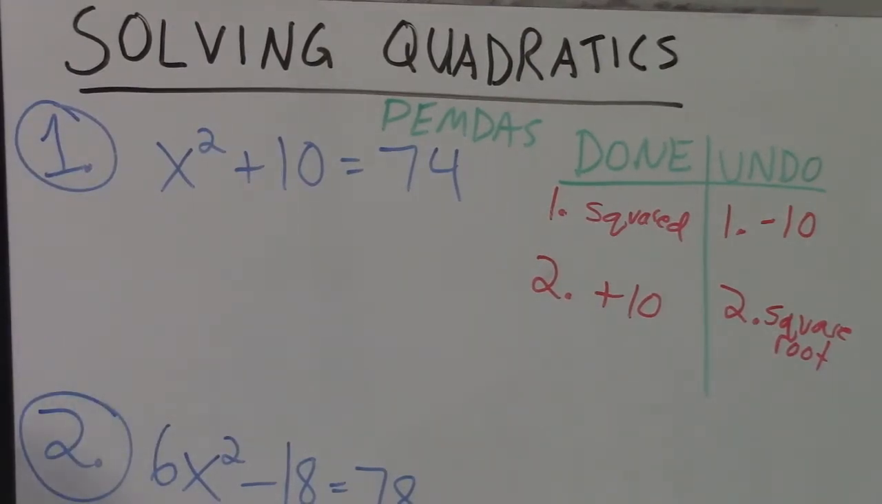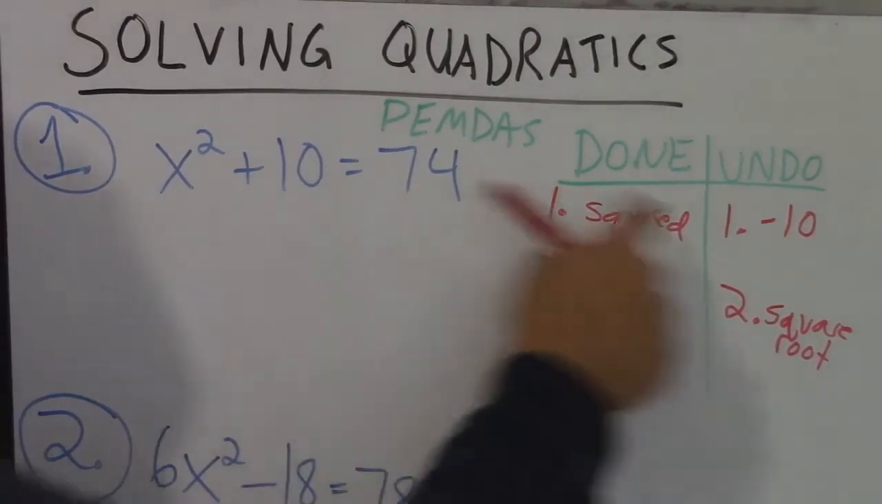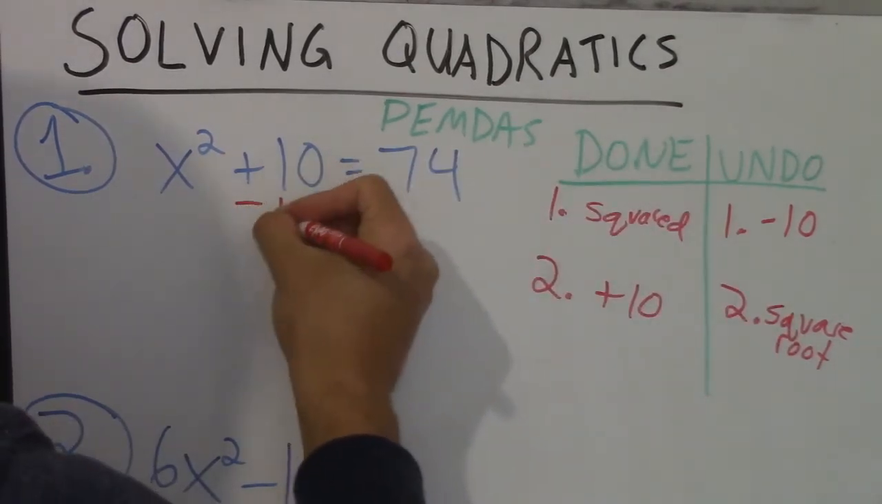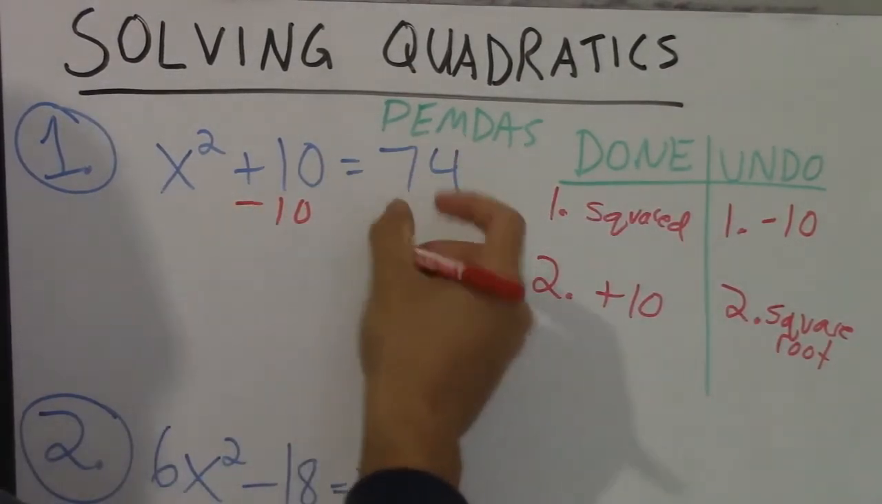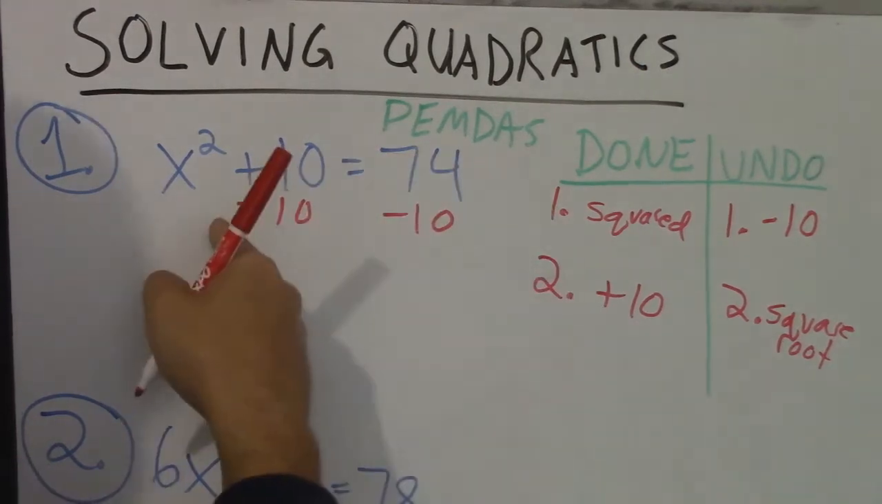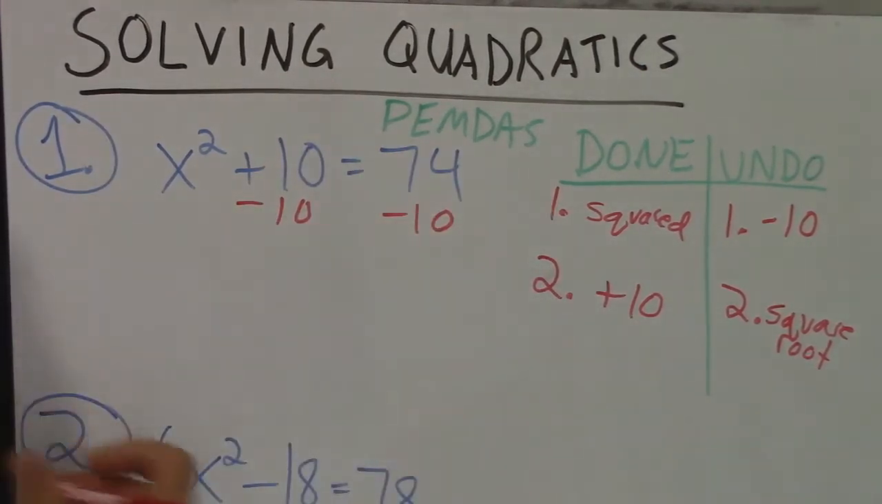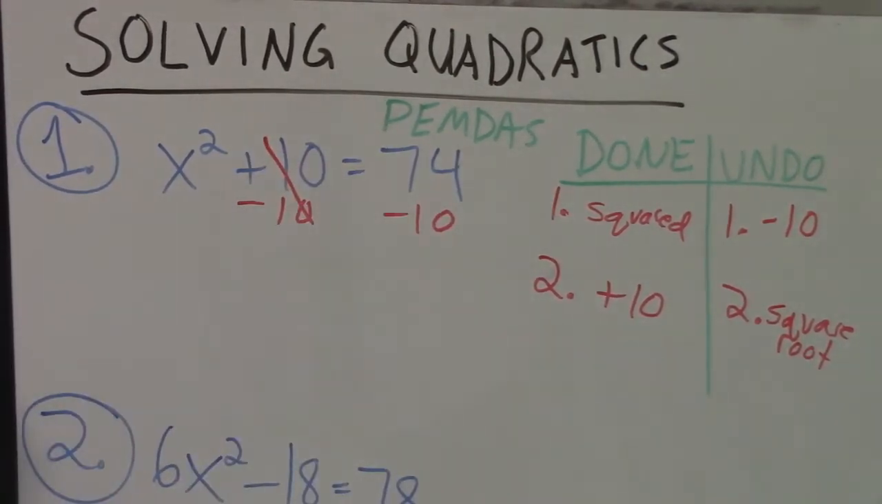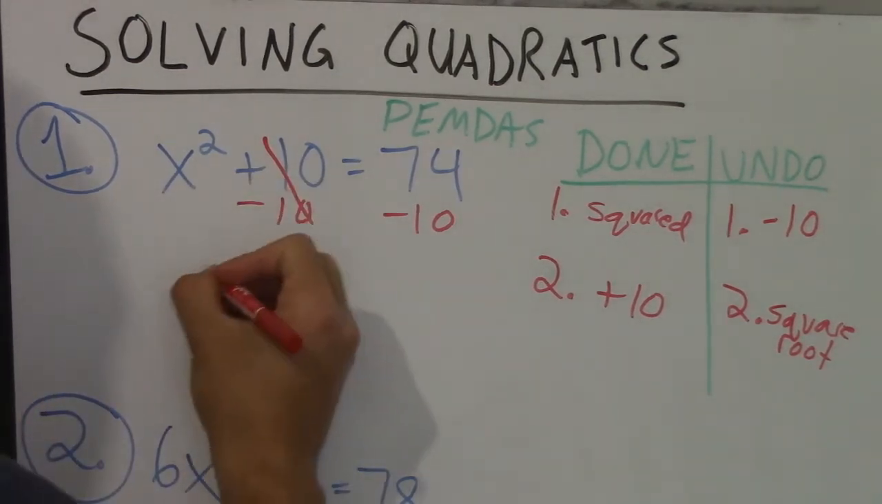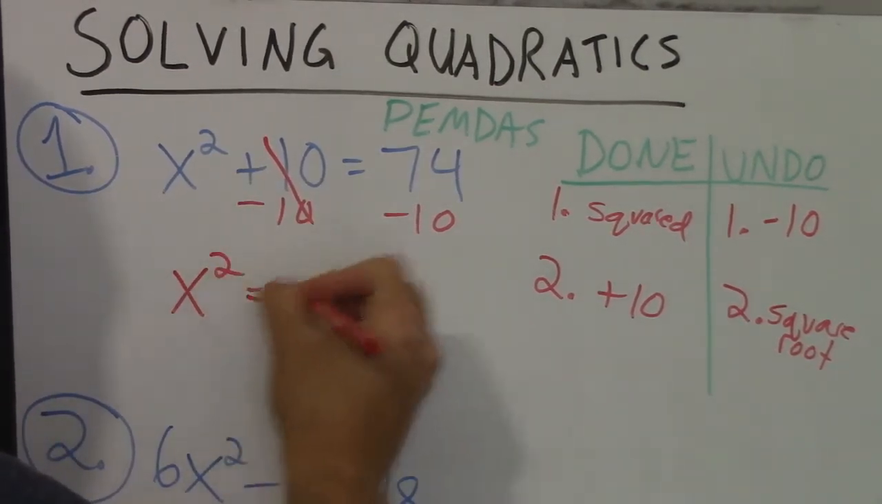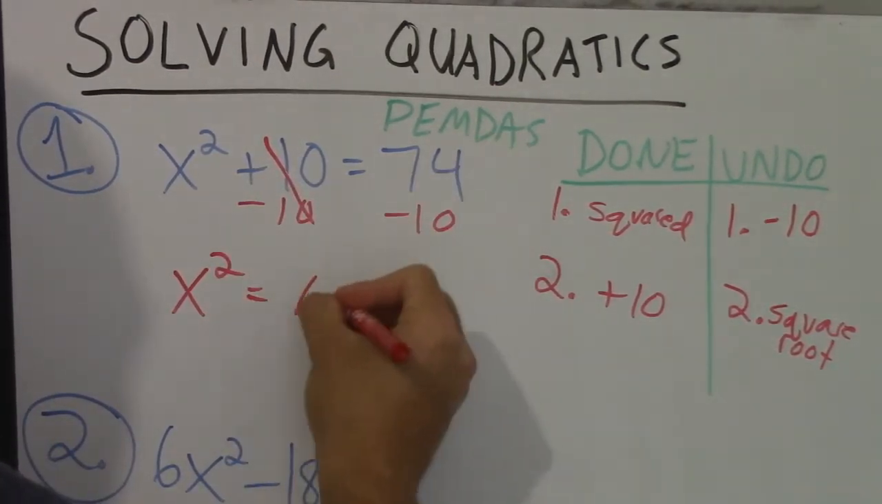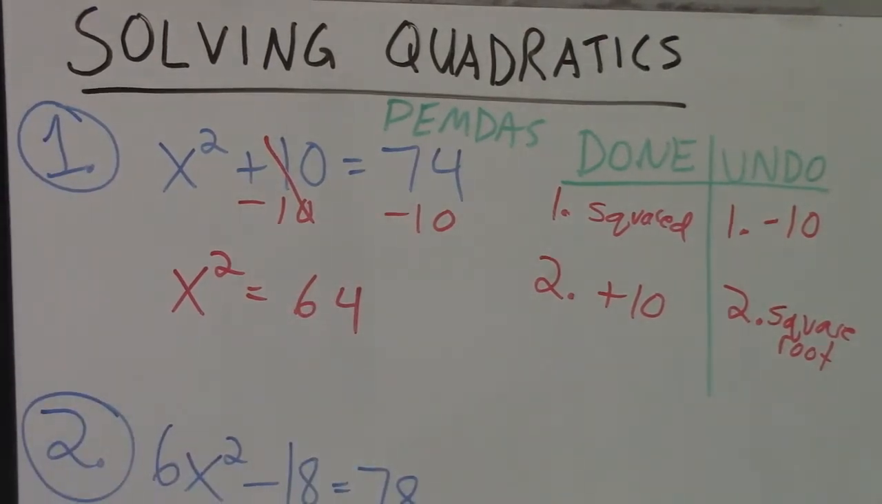So let's go ahead and do those steps. So the first step is to subtract 10. What I do to one side, I must do to the other side. So if I subtract 10 on the left, I have to subtract 10 on the right. That undoes the addition. I'm left with x squared equals 74 minus 10, which is 64.